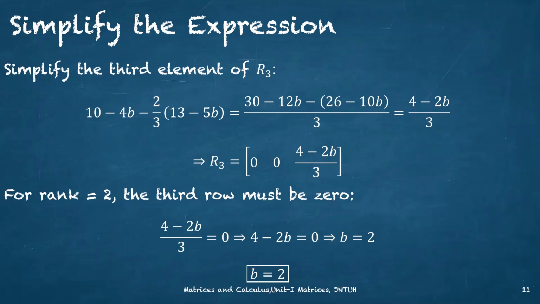Now for the rank to be exactly 2, the entire third row must be 0. So we set this expression equal to 0. That gives us 4 minus 2B equals 0. Solving this, we get B equals 2. Therefore, the value of B that makes the rank equal to 2 is 2.